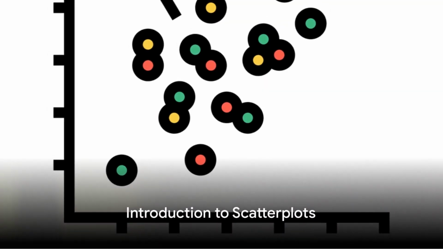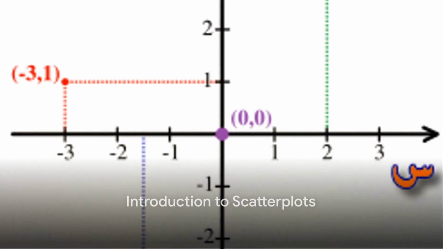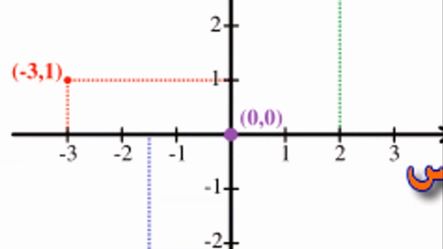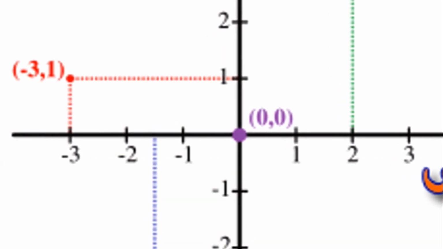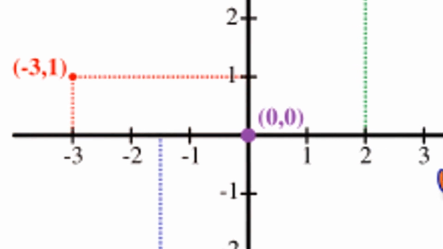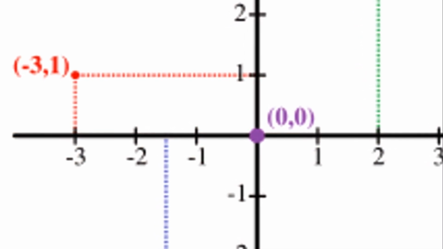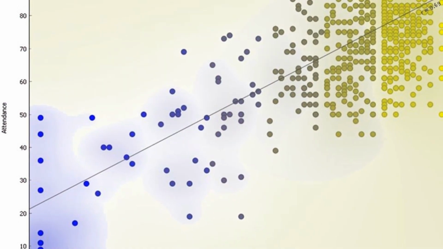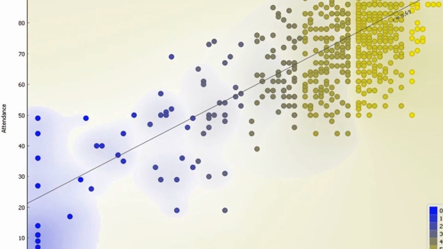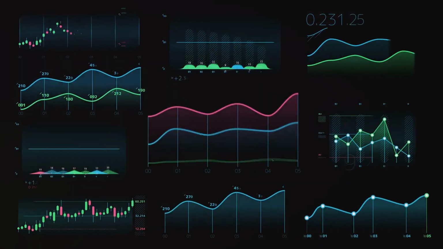Ever pondered over how two numerical variables might be linked? Today, we unravel the mystery through scatterplots. This powerful tool, the scatterplot, is a type of diagram using Cartesian coordinates to display values for two variables simultaneously. In simple words, it's a graph that shows us how two different types of data are related.